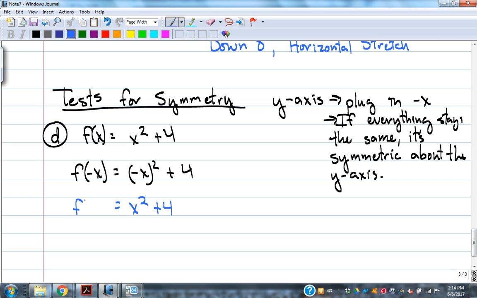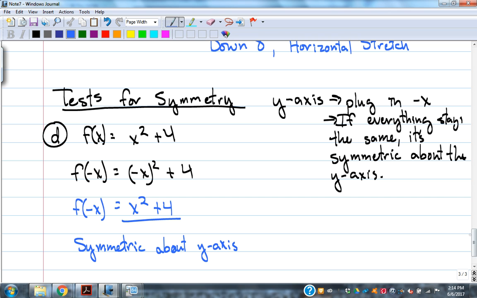Is that the exact same thing as I started with? Is this the same as that? Yeah, it is. So that would mean that this one is symmetric about the y-axis. Okay, so that's the test for y-axis symmetry. All right.